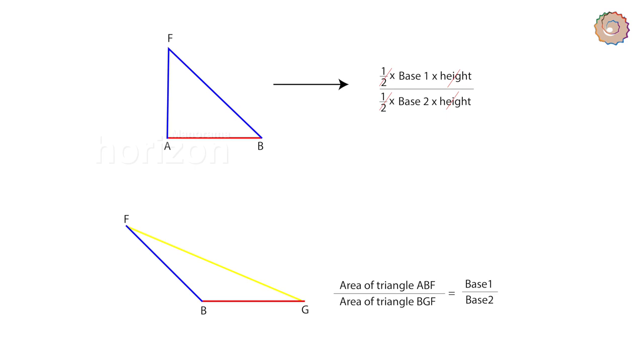Now, taking the ratio of their areas, we get half into base 1 into height, divided by half into base 2 into height. Half and height cancel out because they are common, and the remaining is the ratio of bases. Therefore, the ratio of areas of the triangles ABF and BGF is given by base 1 by base 2.